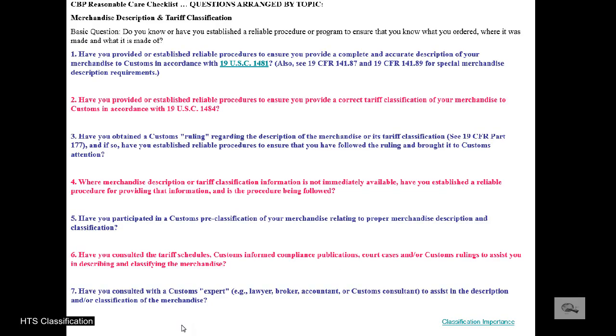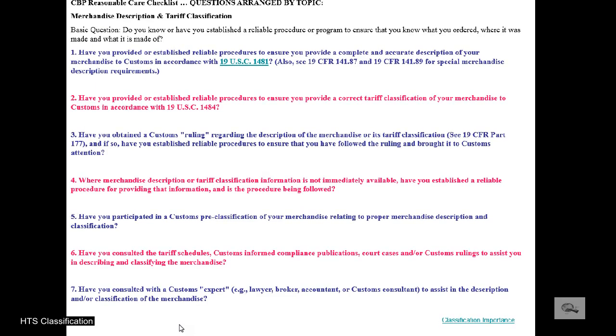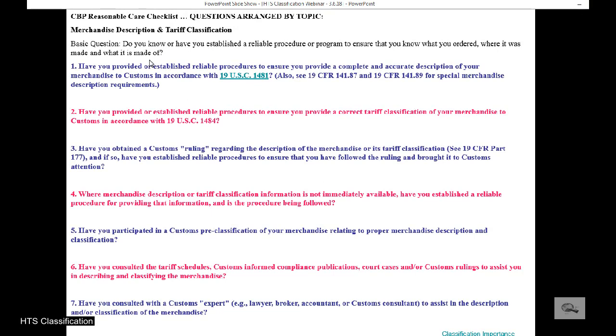CBP uses the concept of reasonable care to evaluate the compliance of importers in following their regulations. Relating to tariff classification matters, these are the reasonable care points CBP is trying to get across to importers.